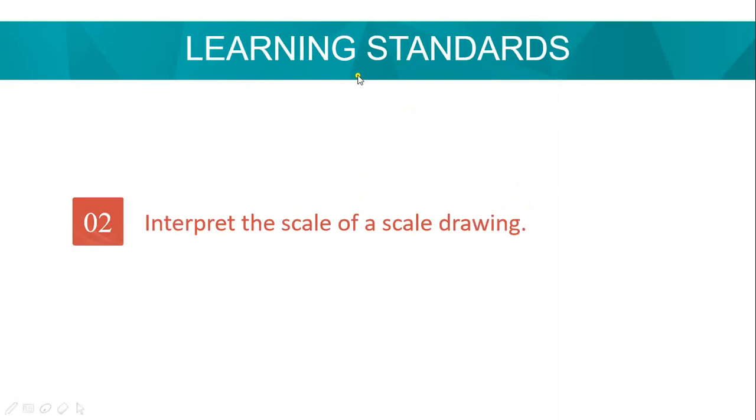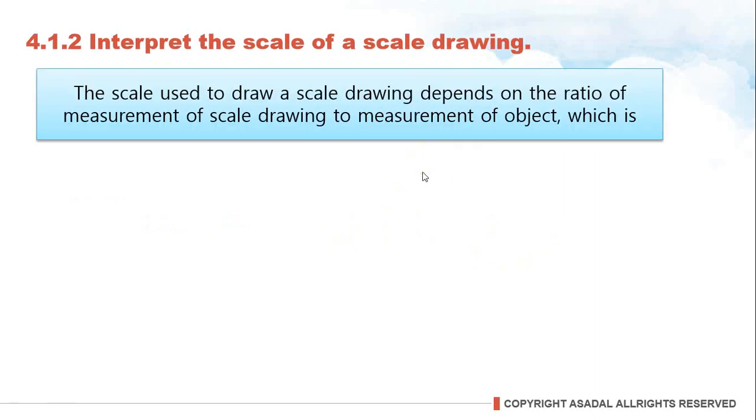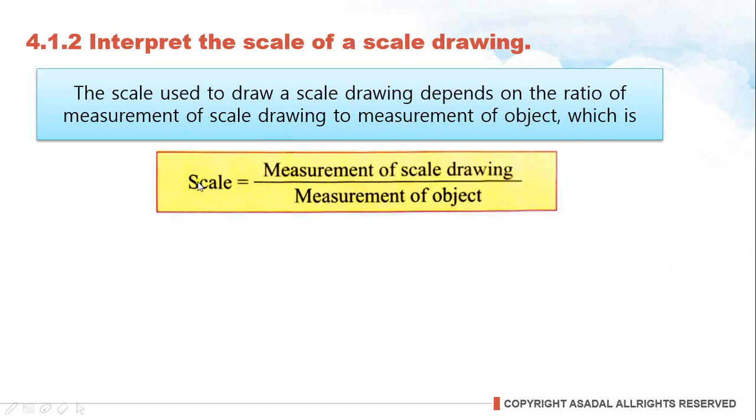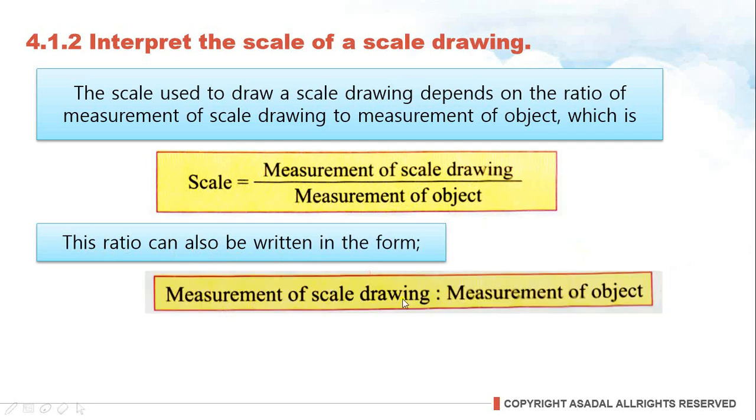Okay, let's look at learning standard 2, interpreting the scale of a scale drawing. The scale used to draw a scale drawing depends on the ratio of measurement of scale drawing to measurement of object, which is the formula: scale equals measurement of scale drawing divided by measurement of object. This ratio can also be written in the form measurement of scale drawing is to measurement of object.